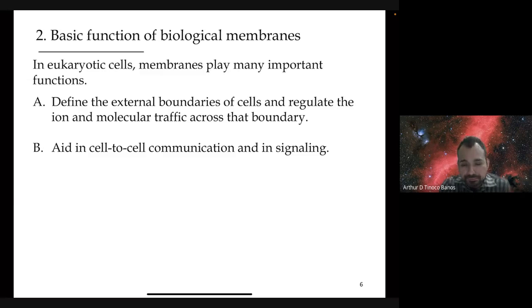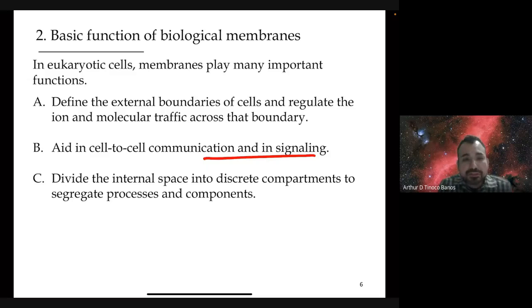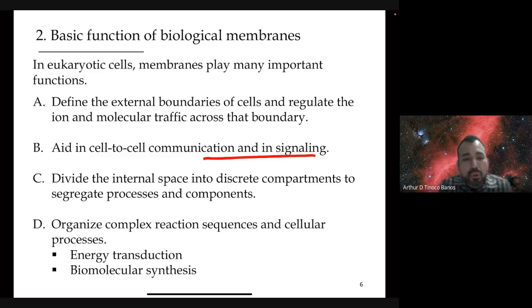And in signaling. All right, so typically what you have are receptors that have some ligands or substrates that will basically bind to the receptors, and that will send off a chemical signal that will aid either whether they're supposed to take something into the cell or facilitate certain interaction with other cells. The membranes also divide the internal space into distinct compartments. That is to segregate processes and components, the organelles that I mentioned. And they serve to organize complex reaction sequences and cellular processes.